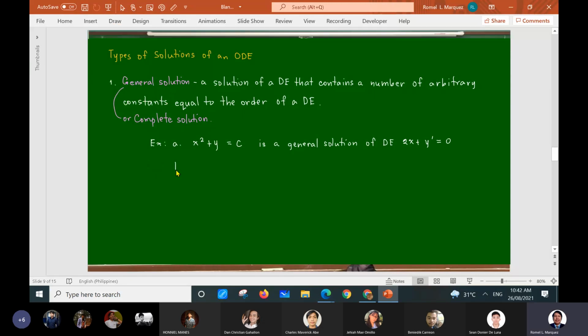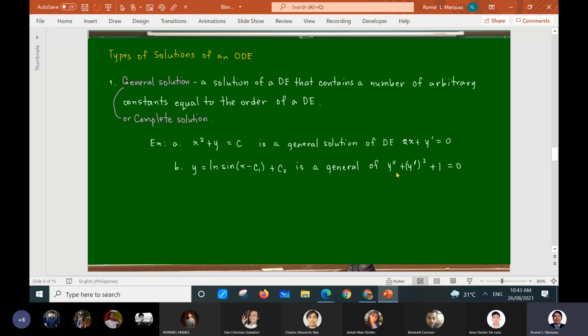I can have another example, by the way. So let's say I have y equals ln of sine of x minus c sub 1 plus c sub 2. So this is a general solution of y double prime plus y prime squared plus 1 is equal to 0. This is the general solution of this DE.